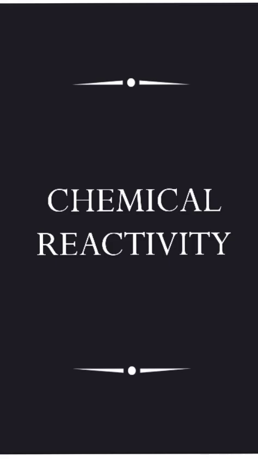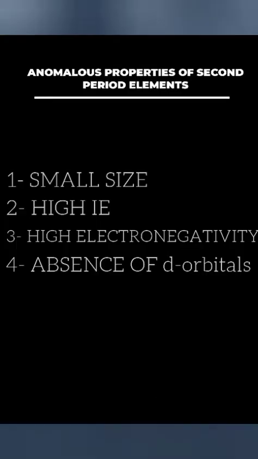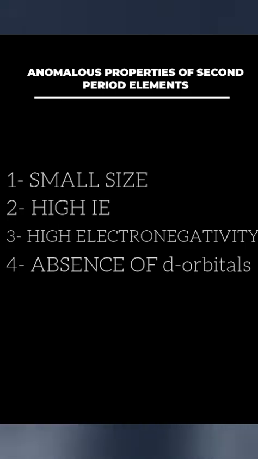I now wind up with anomalous property of elements belonging in the second period. Elements in the second period show properties different from the rest of the elements in the group because of the following reasons. The reasons are small size, high ionization enthalpy, high electronegativity and absence of d orbitals.